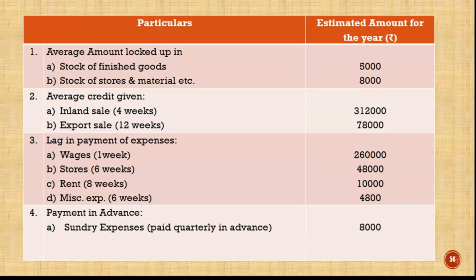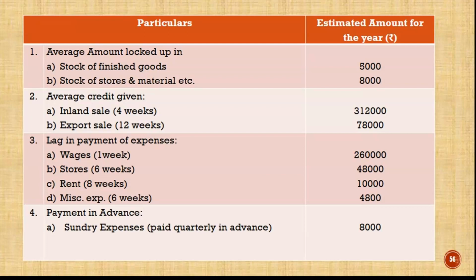In a table format, they have provided particulars and estimated amount for the year. First is average amount locked up in A, stock of finished goods, rupees 5,000. B, stock of stores and material, etc., 8,000. Next is average credit given. A, inland sale 4 weeks and the amount is 3,12,000. B, export sale, 12 weeks, 78,000.